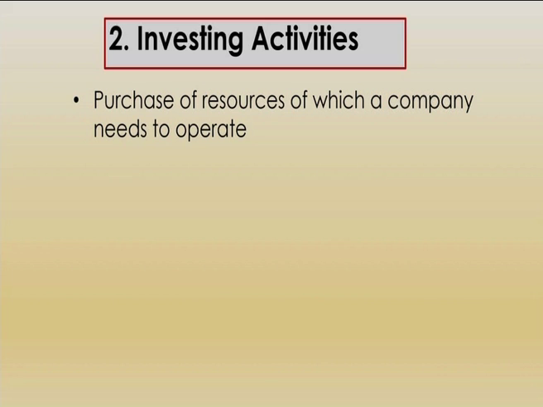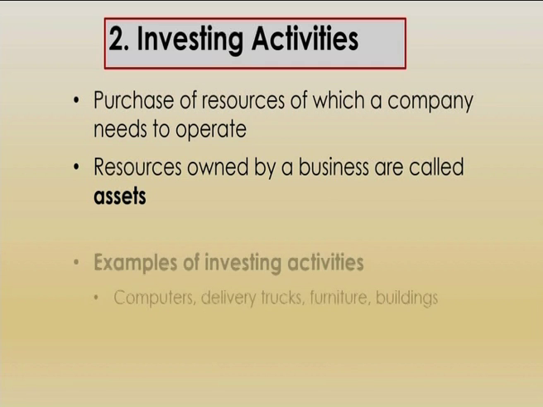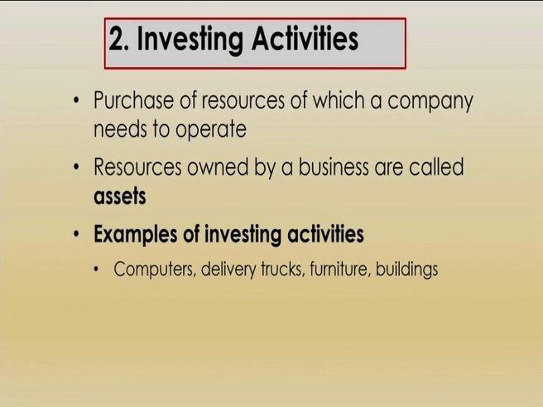The second activity is called investing activities. Investing activities are those activities which include purchase of resources which a company needs to operate. Resources owned by a business are called assets. Examples of investing activities are computers, delivery trucks, furniture, buildings, and investment in another company. If company A buys the shares of company B, it falls under investing activities.